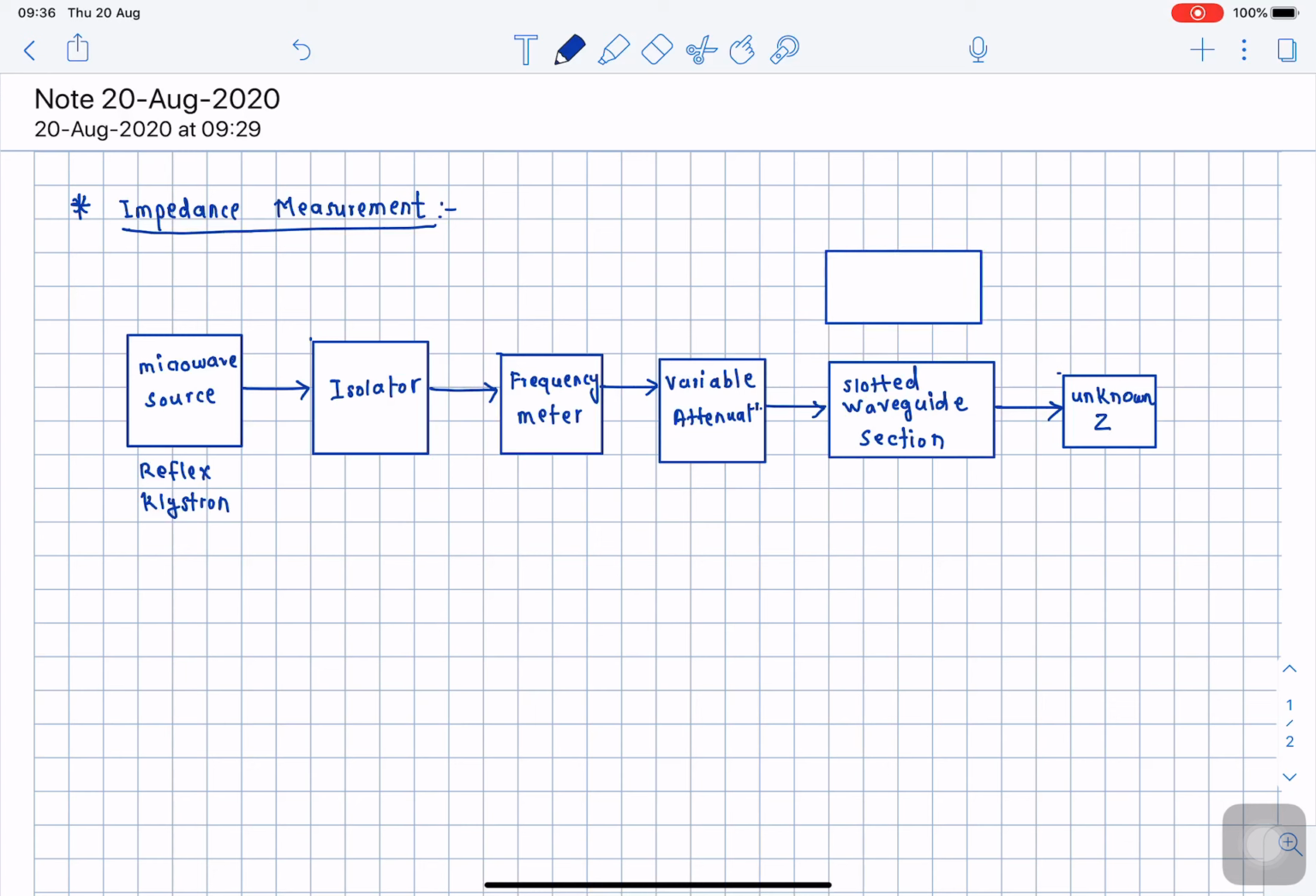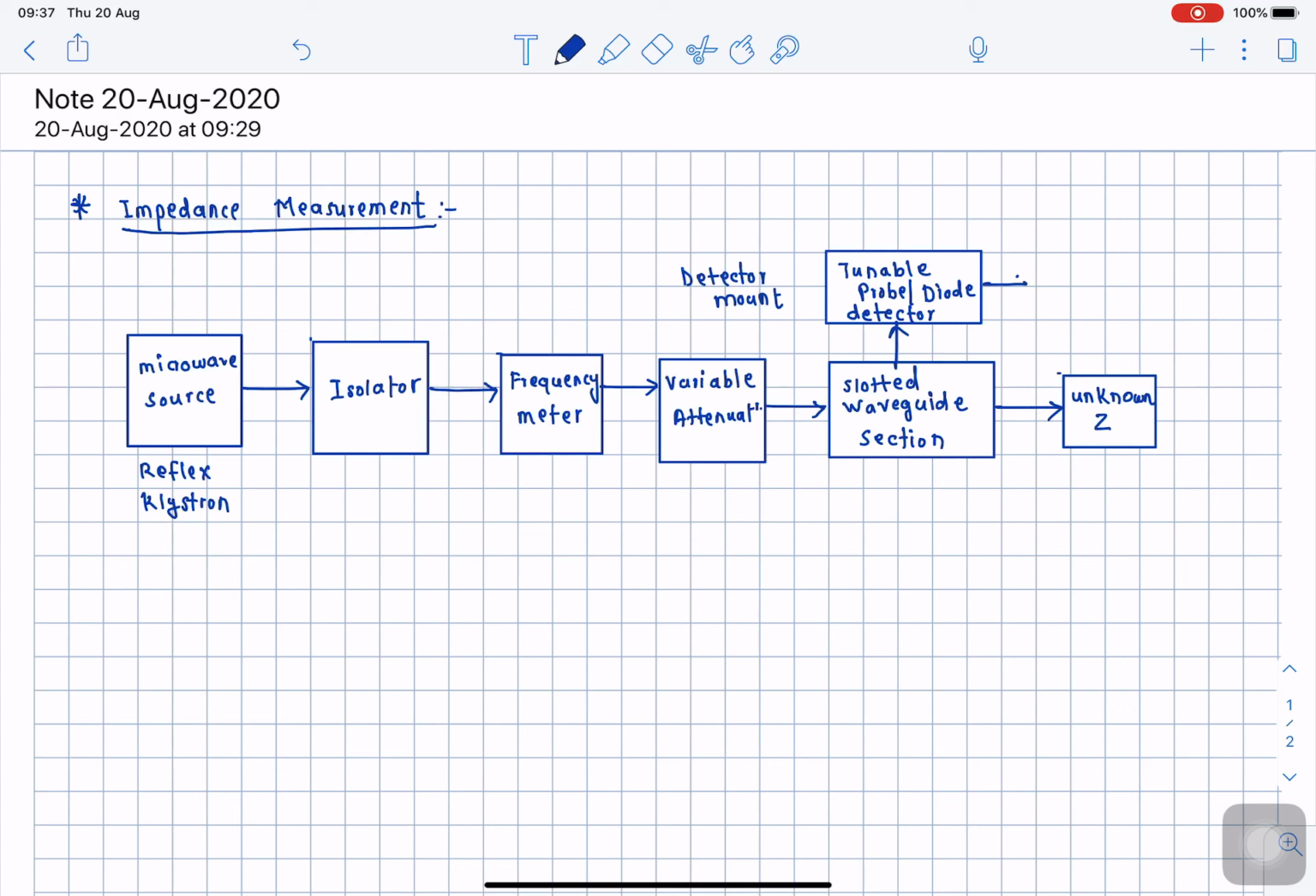So this is a tunable probe. We already know what the job of this tunable probe is. It is nothing but a diode detector, please remember, through which the signal is detected. It is sometimes also called a detector mount. Detector mount.